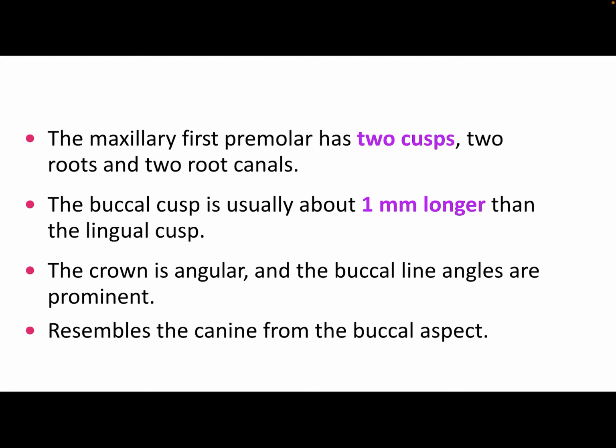The maxillary first premolars have 2 cusps, 2 roots and 2 root canals. The buccal cusp is usually about 1 millimeter longer than the lingual cusp. The crown is more angular and the buccal line angles are more prominent, and they resemble the canine from the buccal aspect.